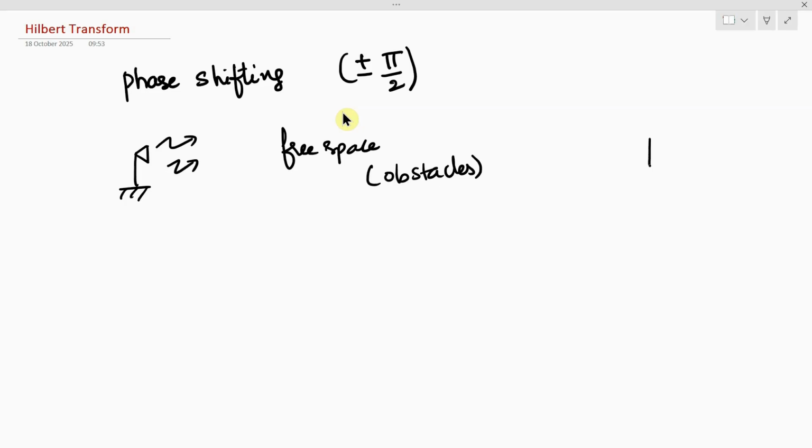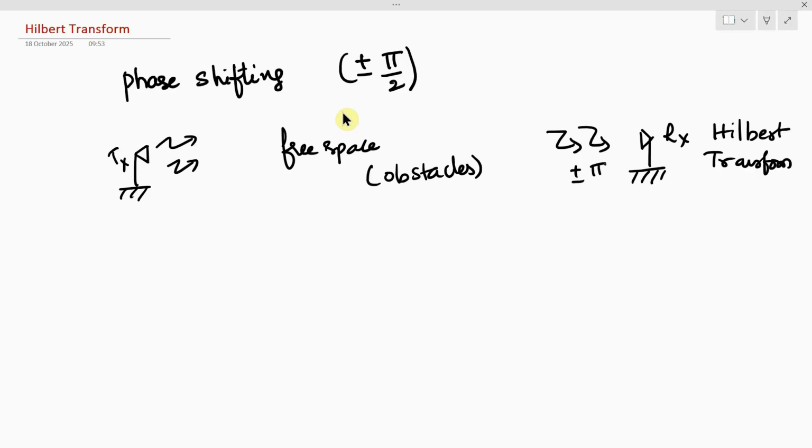So what I'll do to compensate that at the receiver is perform some operation of phase shifting, so that I can compensate whatever phase shift the signal experiences throughout this free space. And this is one of the examples where I'll be using this Hilbert transform at the receiver, when the received signal is experiencing a phase shift of plus or minus pi. Is it clear?